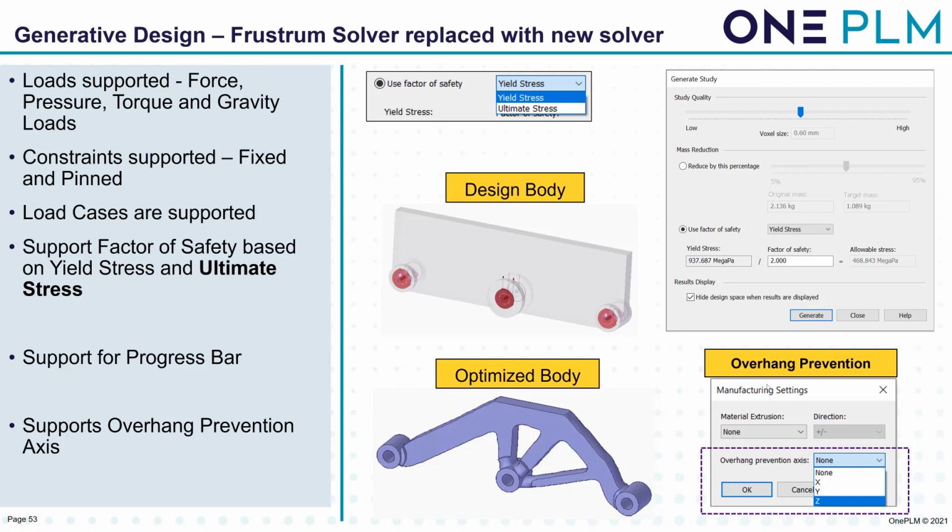We have got our multiple load cases, so we can run load cases that may be going against each other separately to make sure that we don't end up with a part that is not correct. When we're generating our study, we have got the option to use our factor of safety or our percentage option. And there is support for a progress bar, so we will see how long this is going to take. Hopefully it'll be better than the other one that just used to go across again and again. And then we've also got our material extrusion and overhang prevention options in there.